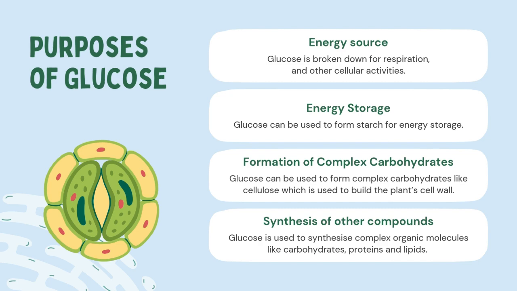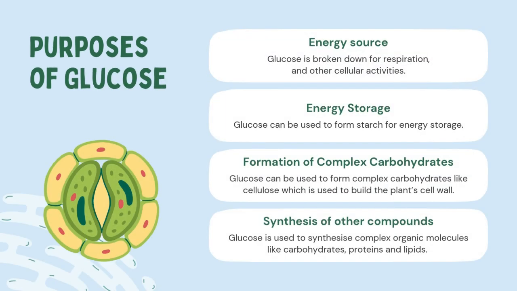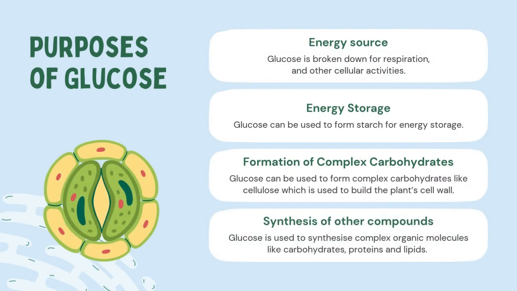Formation of complex carbohydrates. Glucose can be used to form complex carbohydrates like cellulose, which is used to build the plant cell wall. Synthesis of other compounds. Glucose is used to synthesize complex organic molecules like carbohydrates, proteins, and lipids.